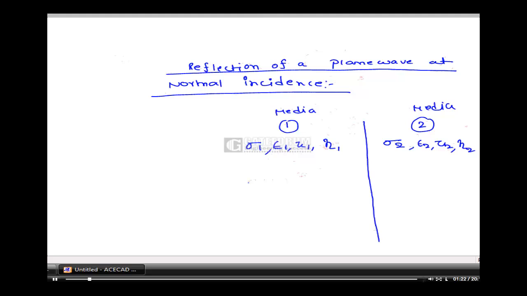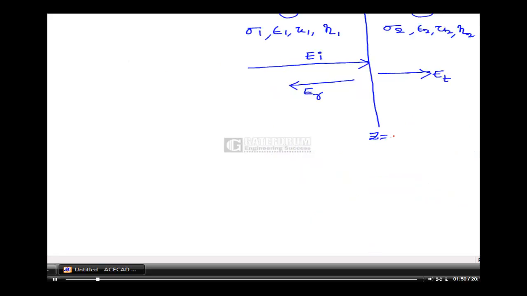Suppose a wave is incident normally like this. Incident wave EI. Some part of the wave is reflected back, which is ER, and some part of the wave is transmitted, which I am considering as ET, the transmitted wave. This is reflected and transmitted. Suppose this is the Z equal to 0 plane.